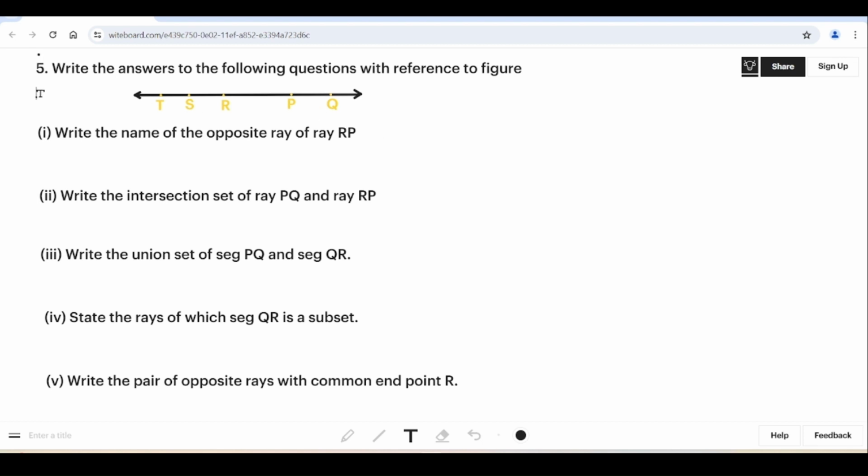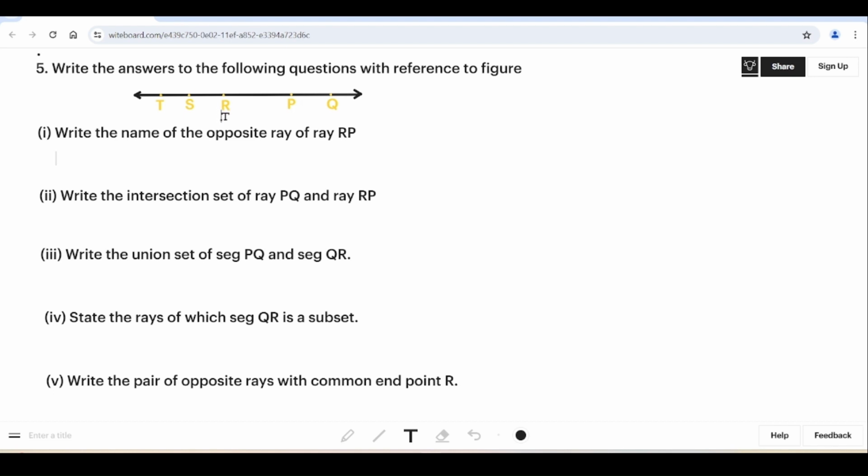Now, next question is: write the answers to the following questions with reference to the figure. Here we have the figure which has the points T, S, R, P and Q. Now here are the questions below. We have to answer these with reference to this figure. Now let's see the first question. It is: write the name of the opposite ray of the ray RP.